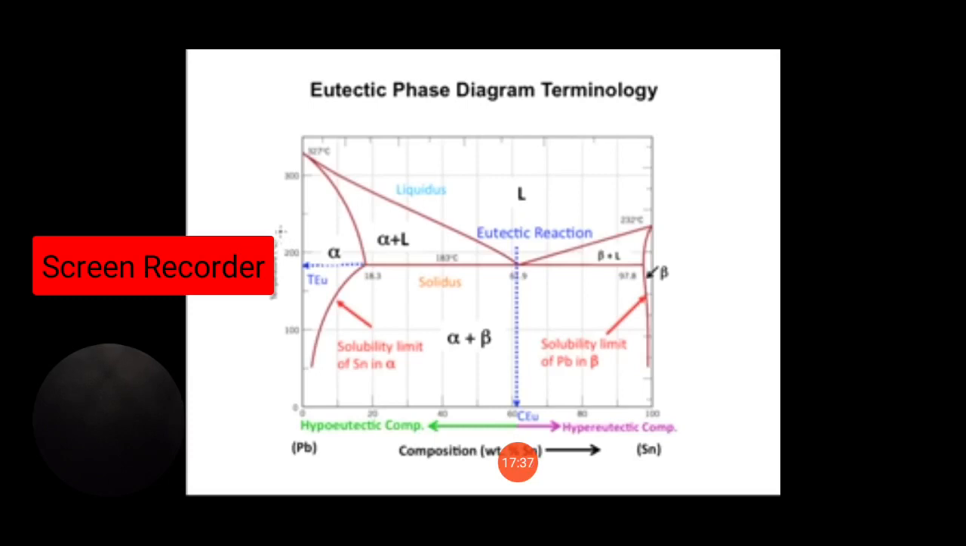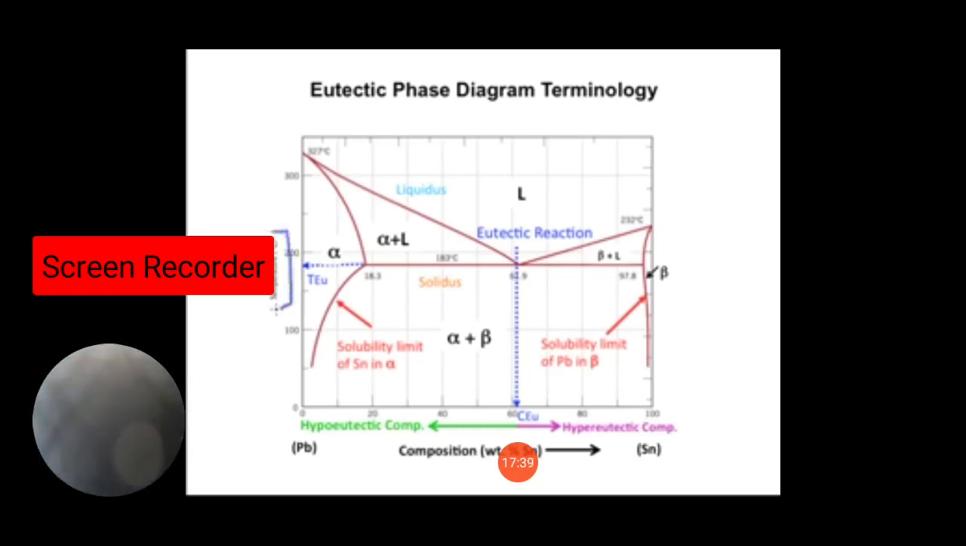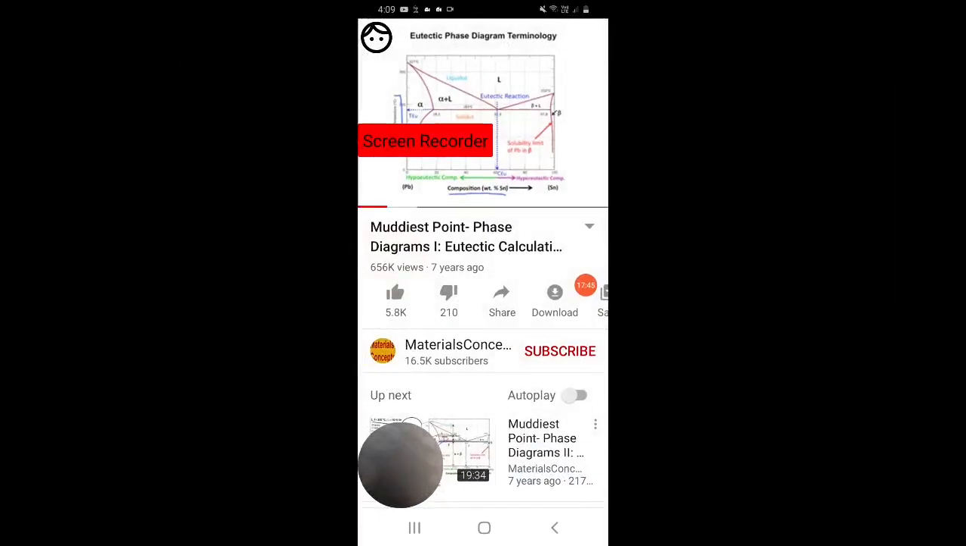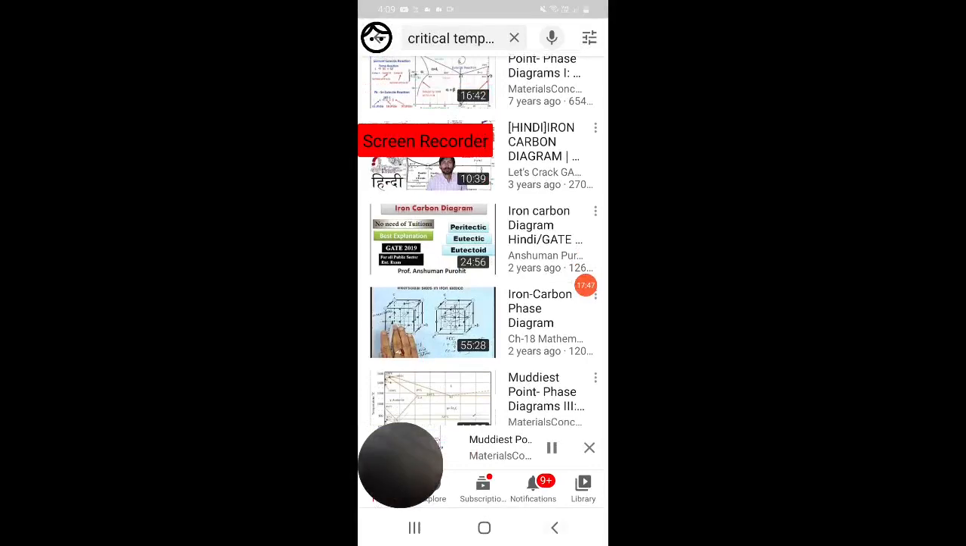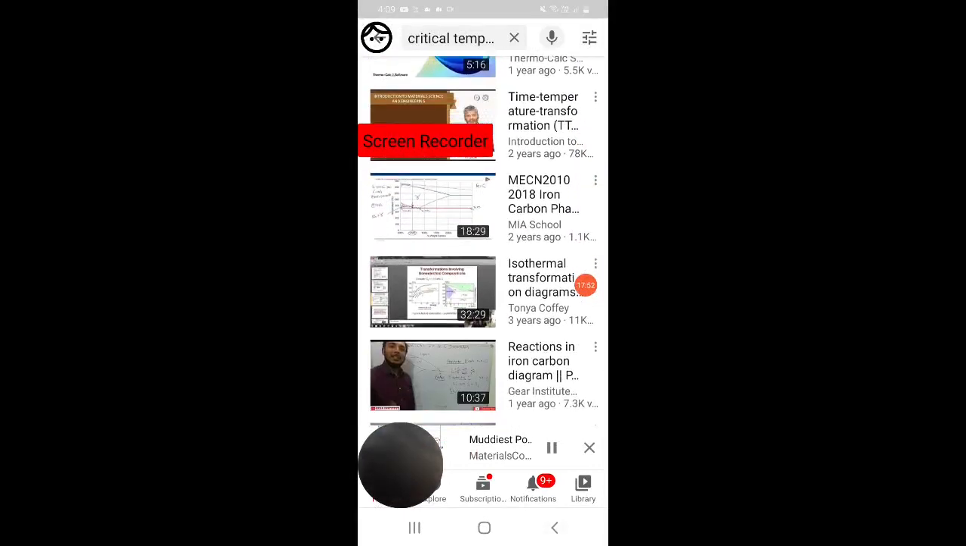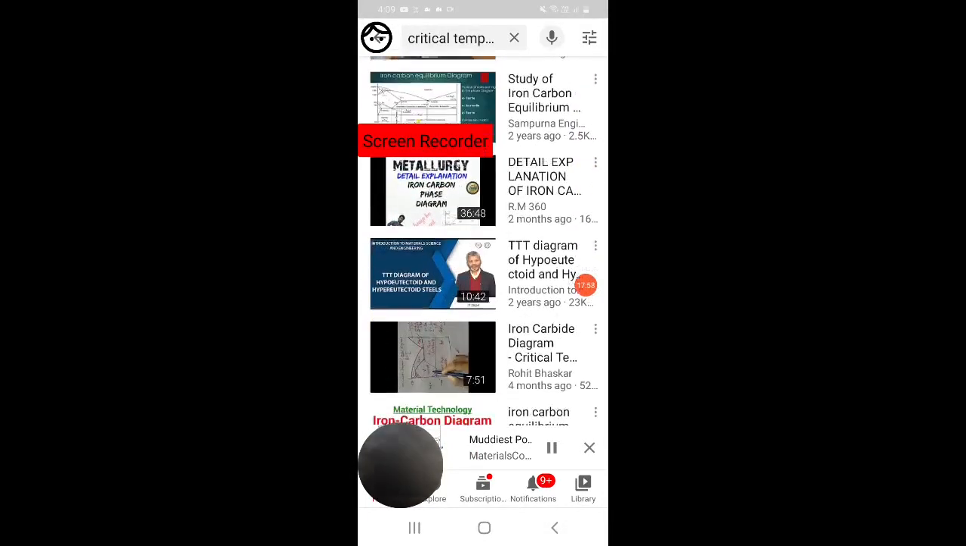Let's start with our axes. Here we have temperature in degrees Celsius on the y-axis and composition, or weight percent of tin in the overall structure, on the x-axis. It is important to note that throughout this screencast and the next one, we will be using the example of lead and tin. Over here, we have 0% tin, and over here we have 100% tin.